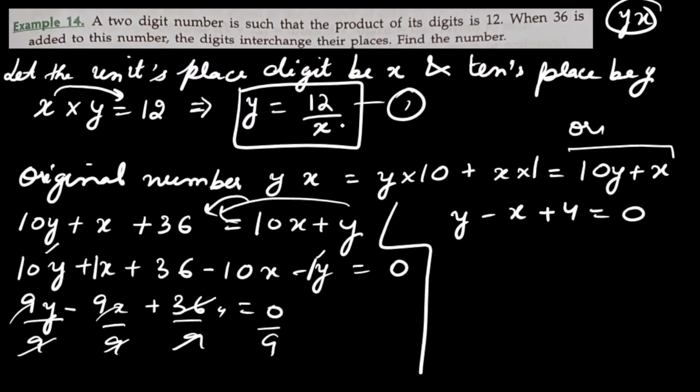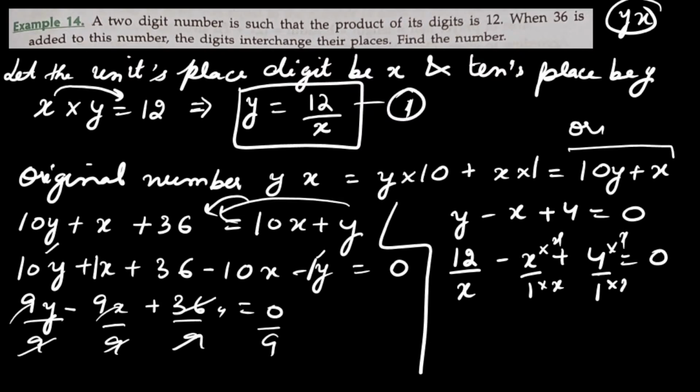Now let's substitute the value of y. Y's value is what? 12 by x. I have written it at the starting itself. So here I am just substituting y as 12 by x, minus x plus 4 equals 0. Now we have to find the LCM, which is making the denominators the same. Here also 1 is there, so the LCM will be x. So here up and down will multiply with x.